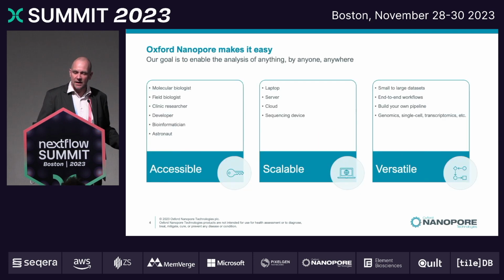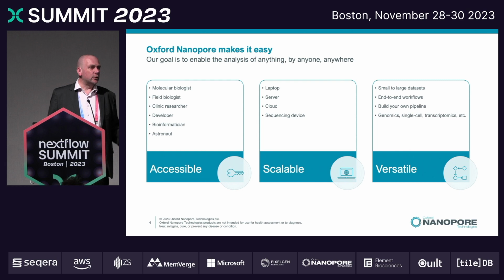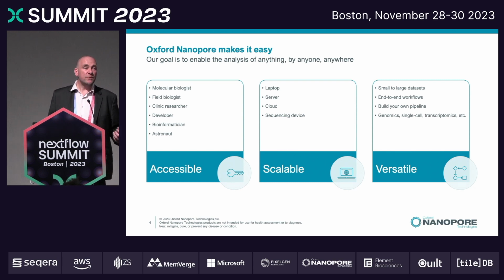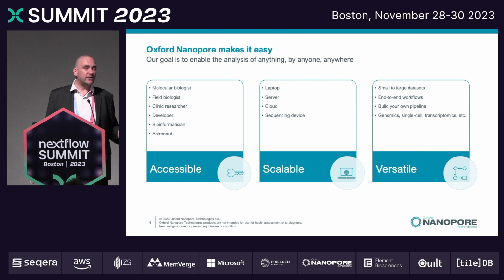So one of the first things we had to think about is what user personas we need to really address. At the top of the screen here, you can see that our corporate goal is to enable the analysis of anything by anyone, anywhere. We have DNA sequencing devices that we can take out into the field. We've got DNA sequencing devices that have been to the International Space Station. We have people DNA sequencing in hostile environments, being both the Antarctic, the Arctic, and all sorts of hostile marine and desert environments.